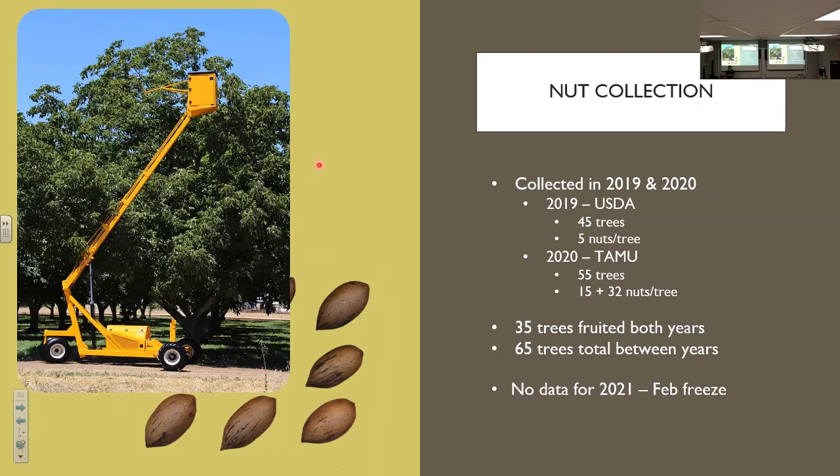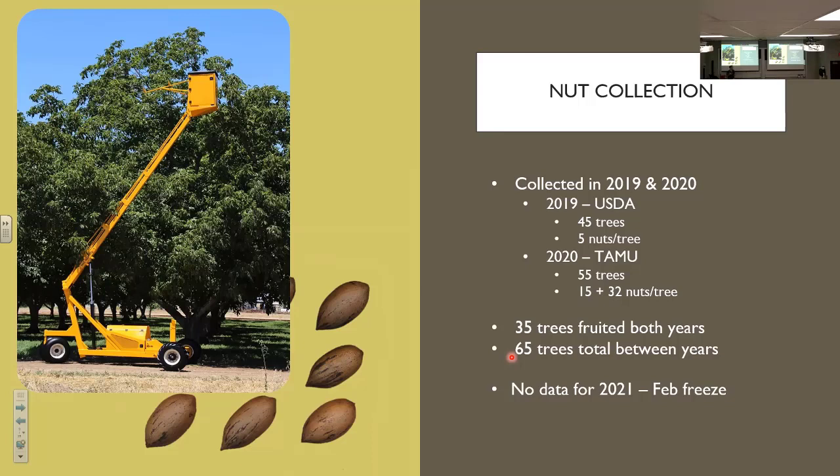And so I collected 15 for the USDA's annual measurements, as well as an additional 32 for my own measurements back here at lab. And so between both years, we're looking at 65 trees here, with 35 fruiting in both 2019 and 2020, which will become important later on for looking at some of these quality and morphological aspects.